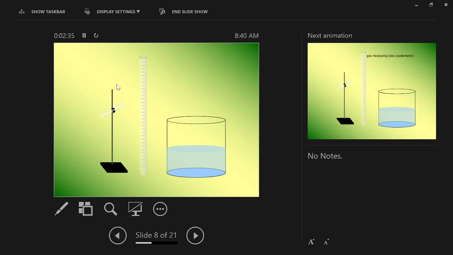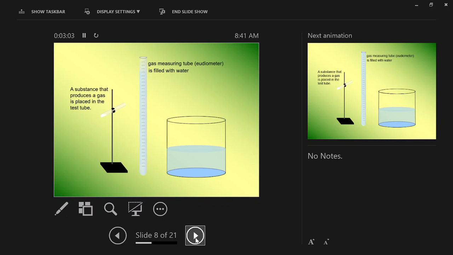So here's our setup. We have our test tube and we have what is called a eudiometer or a gas collection tube. And then we have a container full of water. There's our gas measuring tube, the eudiometer. A substance that produces a gas is placed in the test tube. So there is our potassium chlorate. The eudiometer is then filled with water.